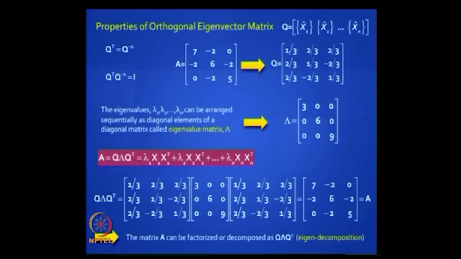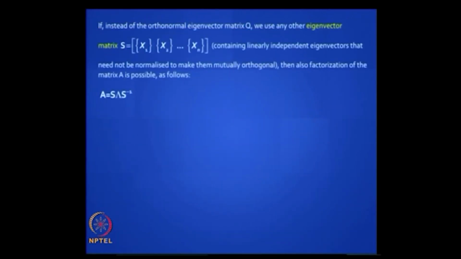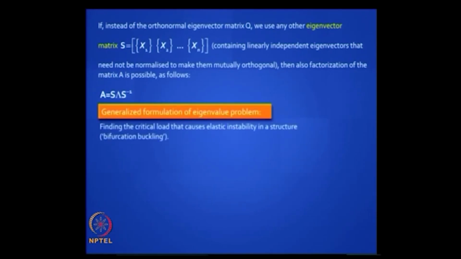These are techniques used for solving simultaneous equations essentially, and if we do not use the orthonormal eigenvector and we take any other, you can choose any eigenvector, then you will end up with a symmetric matrix, and then also factorization is possible.